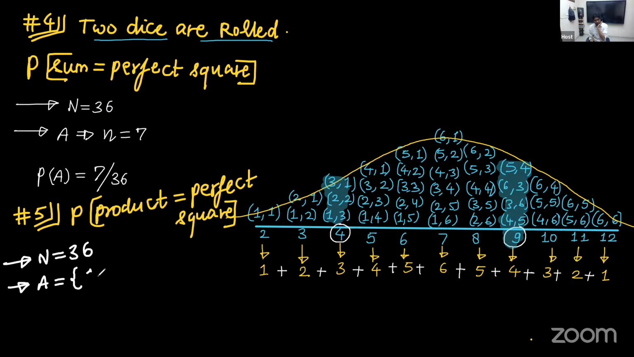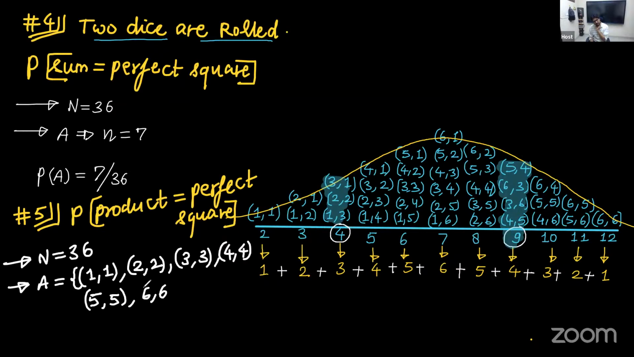Look, the product of 1 and 1 is a perfect square. The product of 2 and 2 is also a perfect square. The product of 3 and 3, 4 and 4, 5 and 5, and 6 and 6 are also perfect squares.